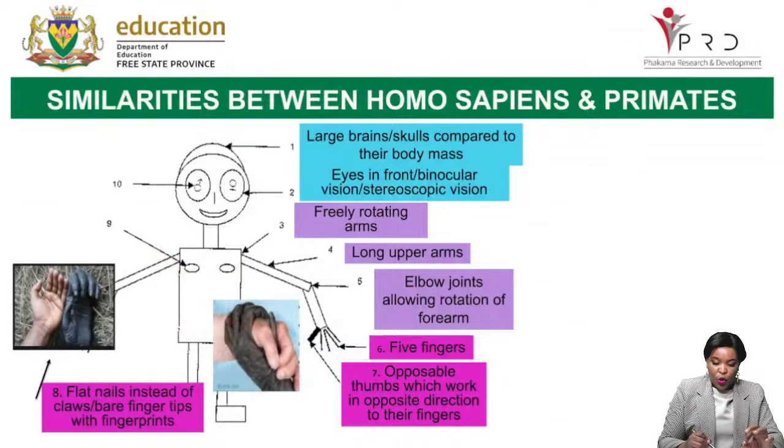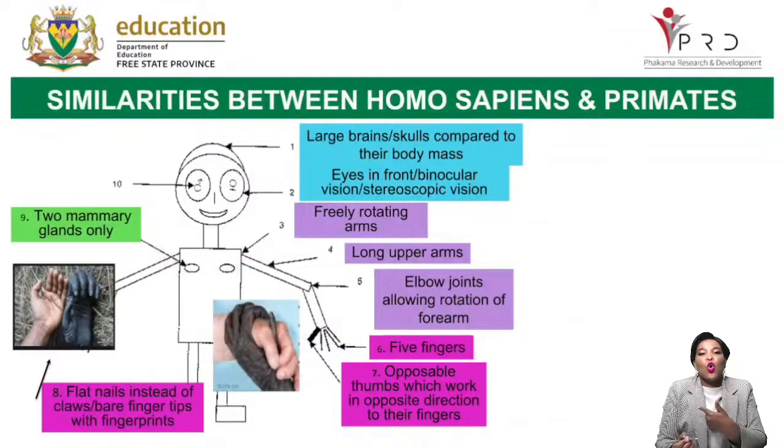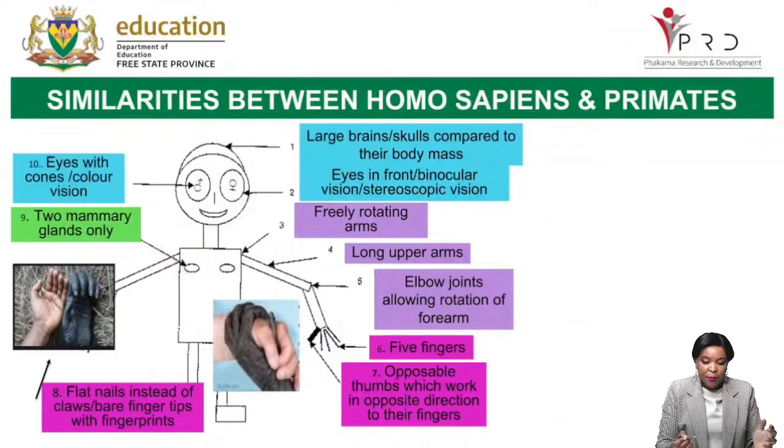Then you have 8, flat nails instead of claws, or fingertips with fingerprints. So look at yourself in the exam. Look at your body. Remember these similarities. Then 2 mammary glands in front. We share that in common with them. And then eyes have rods. I have cones. Color vision, color. It's cones. Eyes have cones.